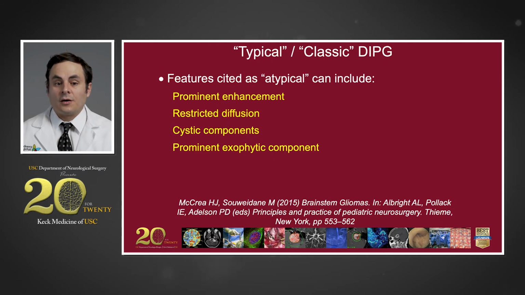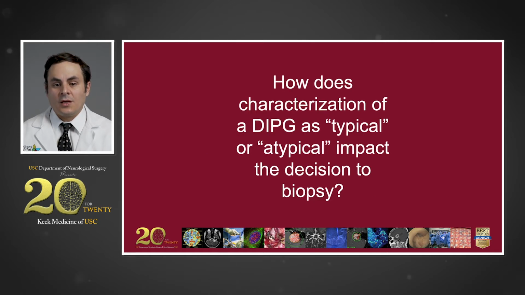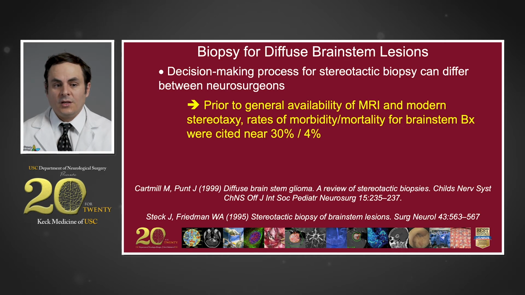Certain features are cited as atypical in certain circumstances, and these can include prominent enhancement, restricted diffusion, cystic components, and a prominent exophytic component. But again, occasionally these are controversial. So how does characterization of a DIPG as either typical or atypical impact the decision for future treatment and the decision to biopsy? The decision-making process for stereotactic biopsy can differ between neurosurgeons.